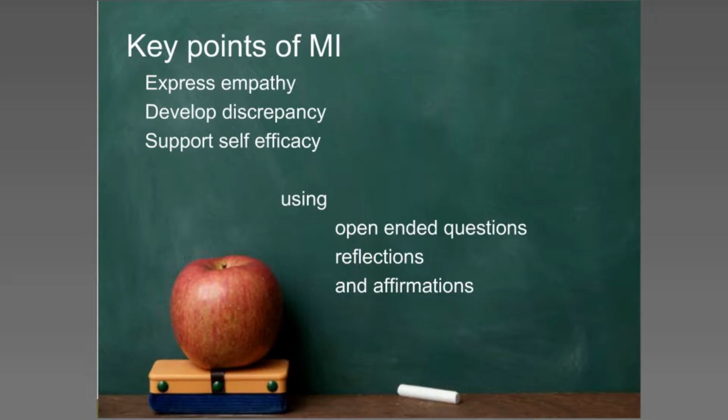Just to really give you the key points of MI, it is about expressing empathy, it is developing discrepancy, it is supporting self-efficacy, so you must look for self-efficacy. You must look for something positive in that person's history, no matter what it is. And then obviously part of doing MI is using open-ended questions, reflecting, and affirmations.